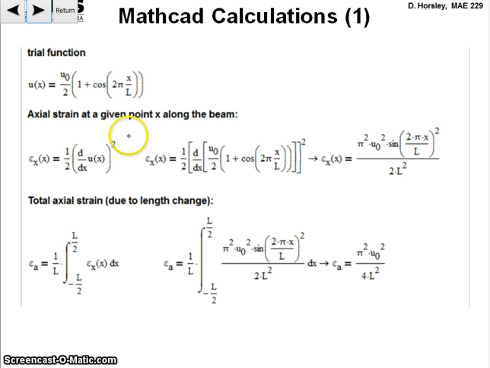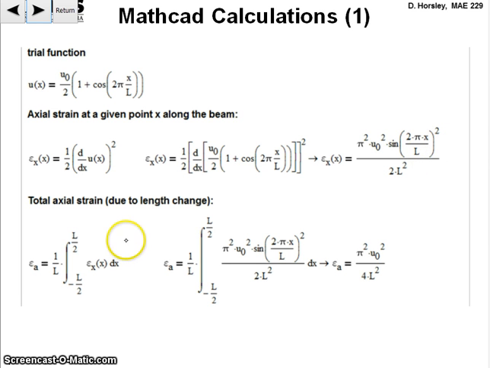And then, as I said, the axial strain at a given point x along the beam is equal to 1/2 (du/dx) squared. And so now I've evaluated that. And so this is the axial strain at a point x here. And once I calculate the derivative here in MathCAD, this is what I end up with.